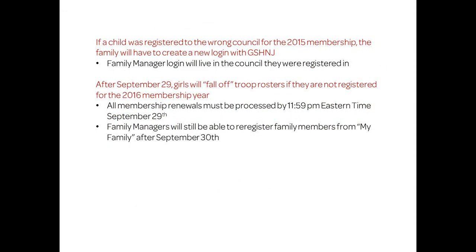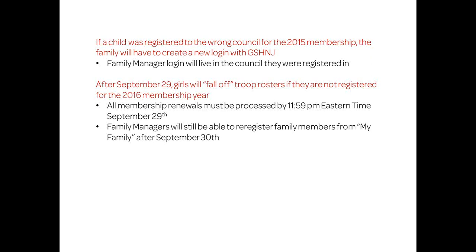Okay, so we have some members who were accidentally registered in the wrong council for the 2015 membership year. The best thing, if you know who those families are, is have them contact eBiz when they try to register for the 2016 year. It's possible that their login is still sitting in that council that they used previously. We want to make sure that they get linked properly to their guardian, so it's probably the best practice for them to contact us for help.